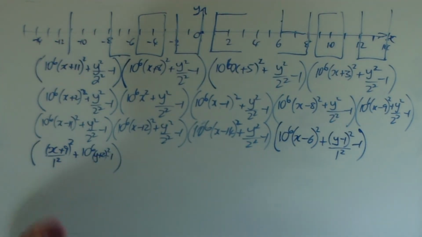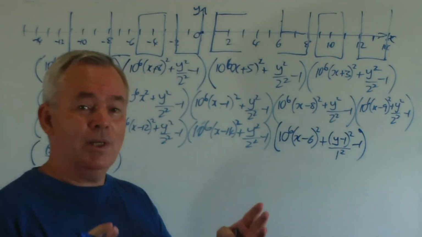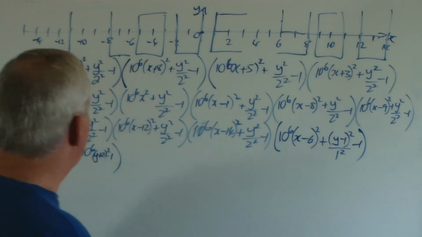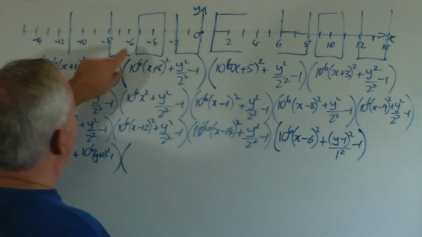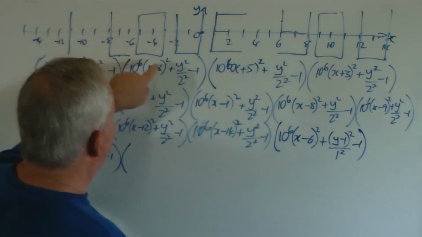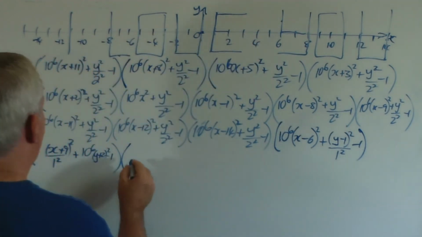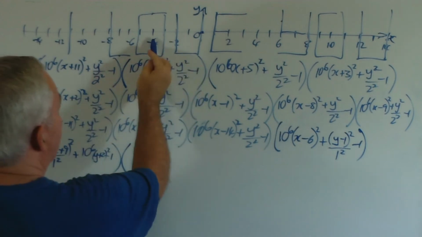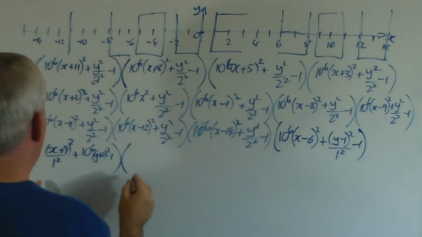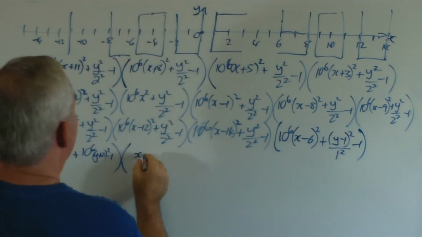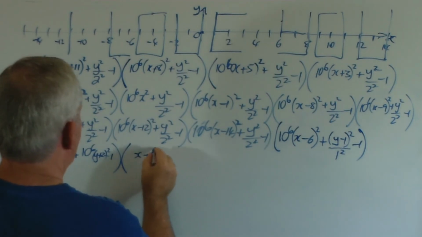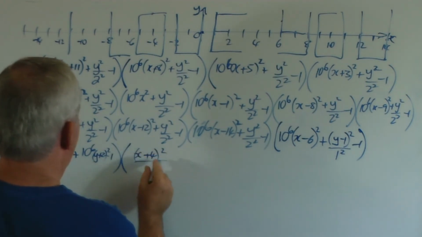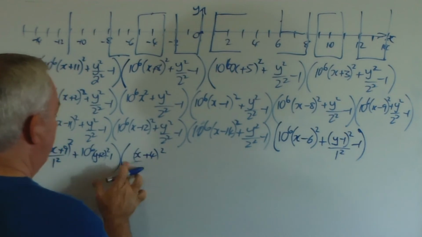I hope that made sense to you. I haven't really taught you how to do this yet. I'll be creating some videos describing it. And now we want to create these other horizontal lines. So we've got one centered at minus 4 plus 2. So it's going to be x plus 4 squared. I won't write the 1 squared.